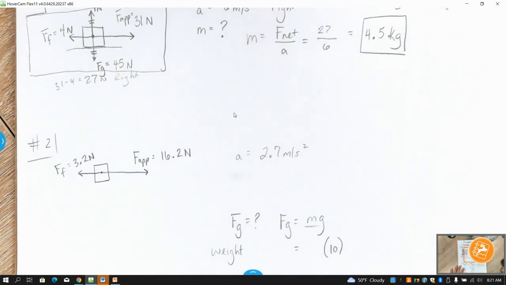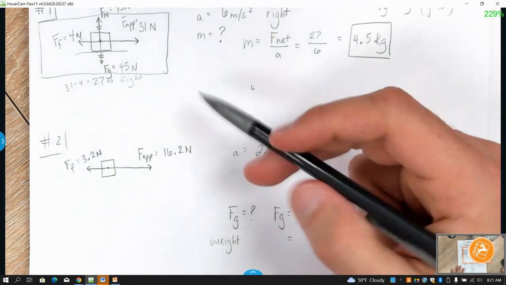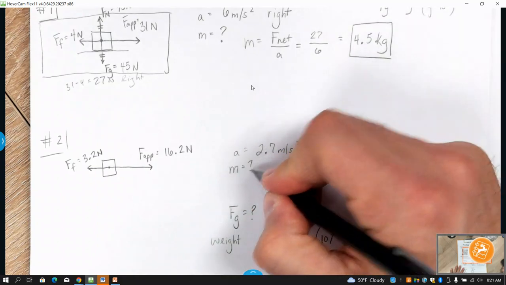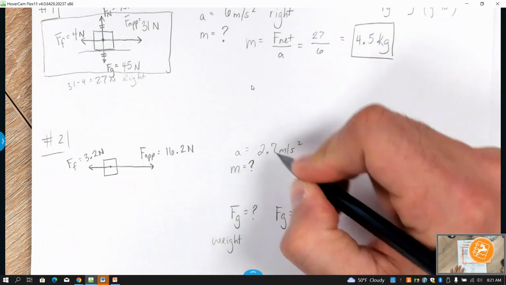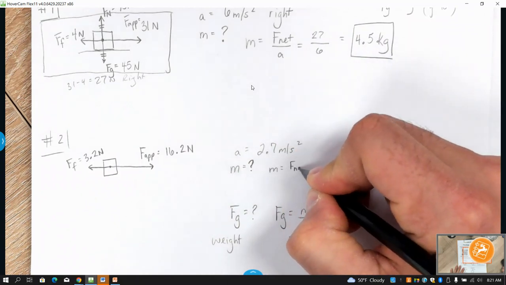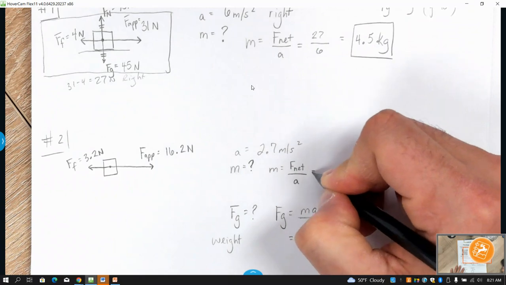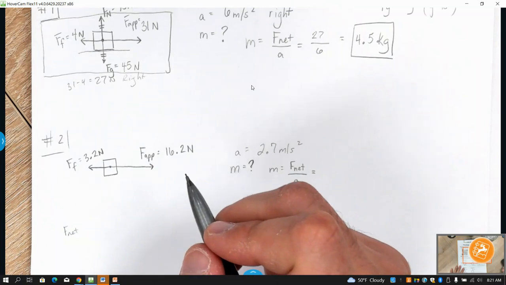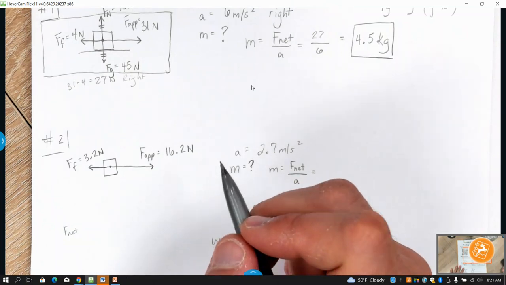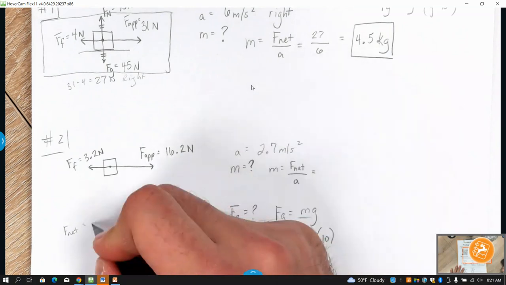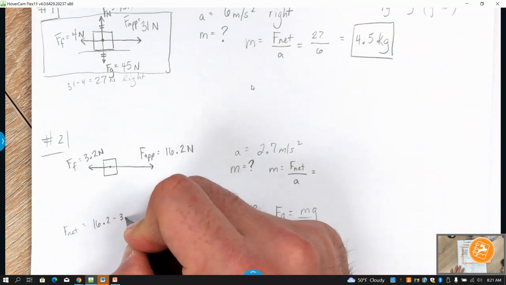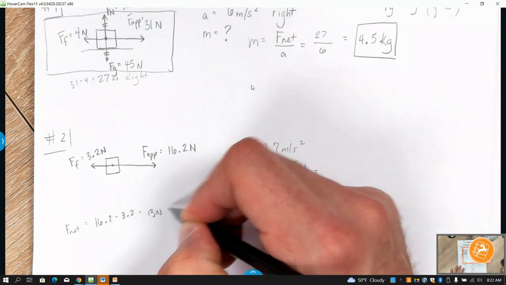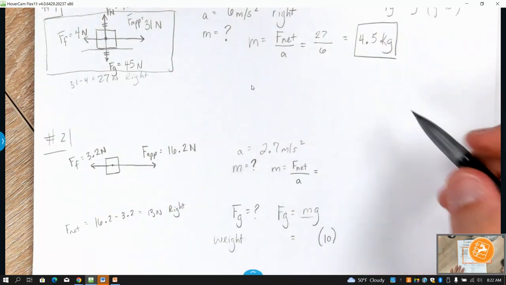So it's going to be just like what we did in problem 1, and then just another little addition to that. So m, first we've got to find that, and m will equal F net over a. F net would be what? 16.2 minus 3.2, and 13 would be correct. So 16.2 minus 3.2, because they're in opposite directions, so we subtract those forces. 13 newtons to the right.